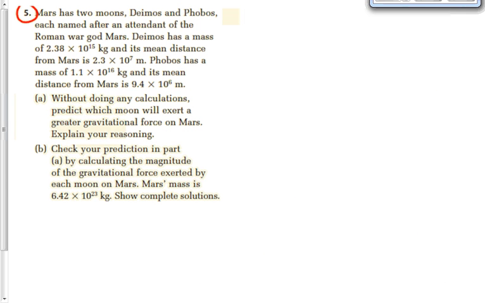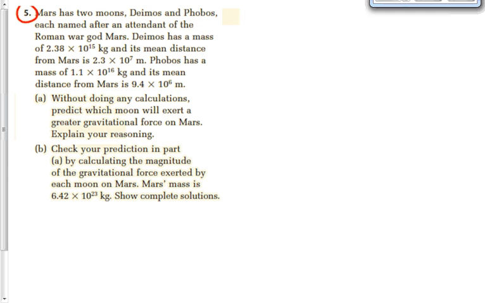Question number 5 says Mars has 2 moons, Deimos and Phobos, each named after an attendant of the Roman war god Mars. Deimos has a mass of 2.38 times 10 to the 15, and its mean distance from Mars is 2.3 times 10 to the 7. Phobos is this mass and this distance. Without doing any calculations, which moon will exert a greater gravitational force on Mars? And let's explain the reasoning here. Can anybody give me that answer? Yeah? Closer and more. It's bigger and closer.